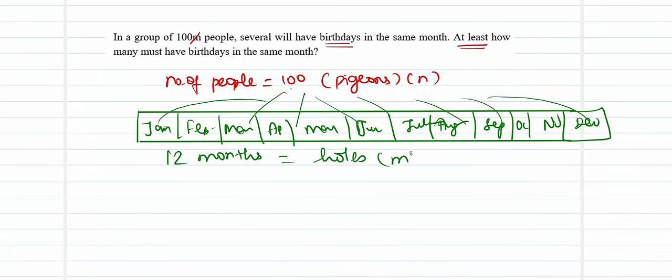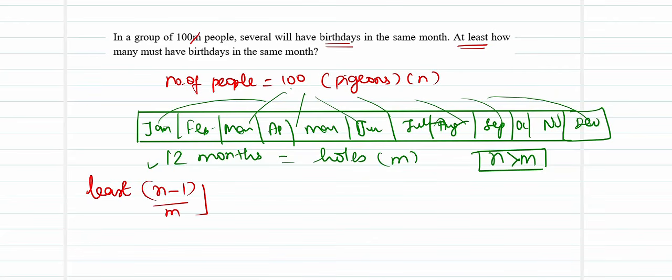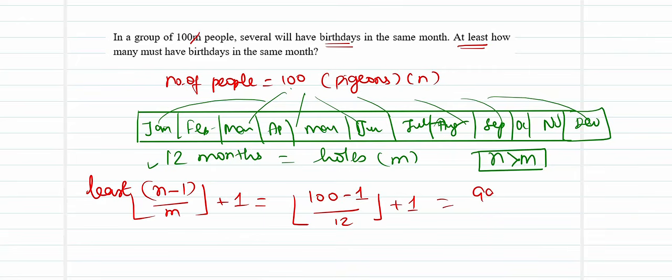So these 12 months available for me are going to be my holes, which is going to be treated like m, and we know that the condition for applying pigeonhole is n must be greater than m. So obviously 100 people are going to be more than the number of months, which is 12. Now the least number of people who have their birthdays in the same month is given by floor of (n minus 1) by m, plus 1. So this now becomes floor of (100 minus 1) divided by 12, plus 1. So it is 99 by 12 plus 1.